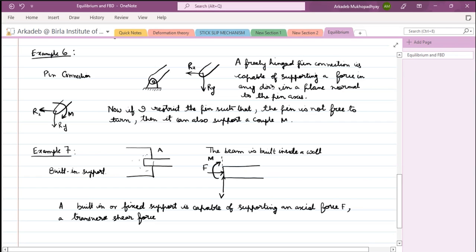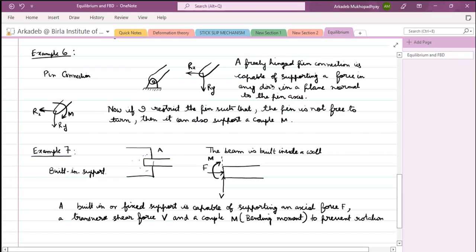A built-in or fixed support is capable of supporting an axial force F, a transverse shear force V, and a couple M, a bending moment, to prevent rotation.